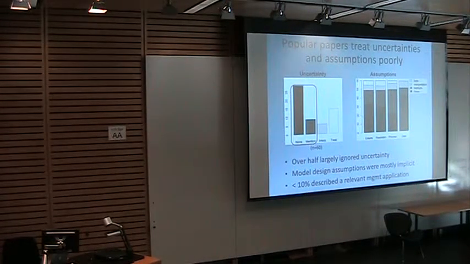In terms of what these models were trying to do in an ecosystem-based context, they all claimed to be relevant for ecosystem-based management. That was one of the search criteria. But less than 10% gave a relevant management application that they were trying to support. So again, a lot of valorizing here in the papers saying we're good, we're going to do this, but then we really don't.